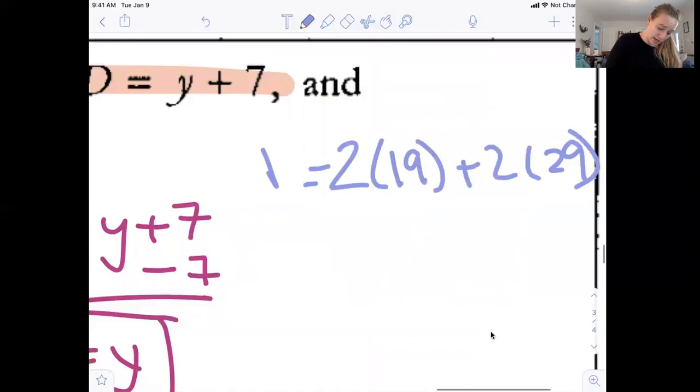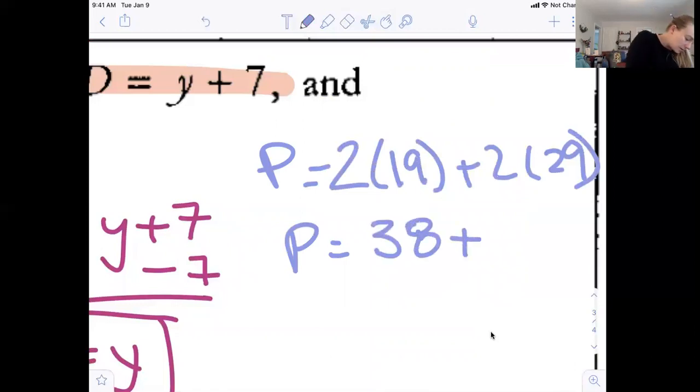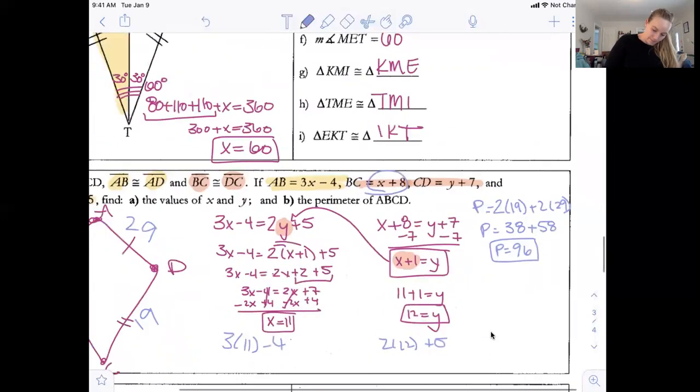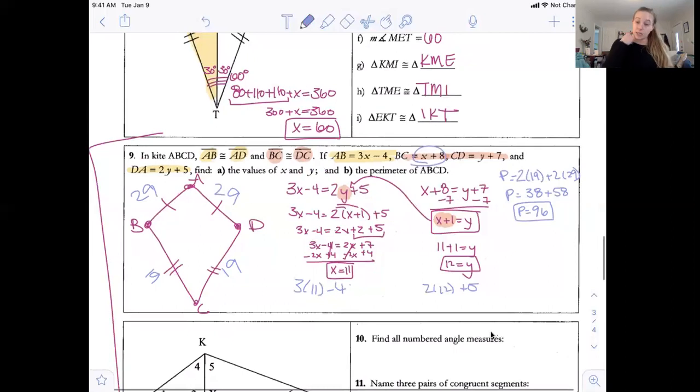You can write this a variety of ways. But 2 times 19, oh, it looks like I didn't do that on my key. 2 times 19 is 38, and then 2 times 29 is 58, and then when we add them together, I get 96. Okay, I'll pause it. If you need to look at that, pause your screen and take a look at it.